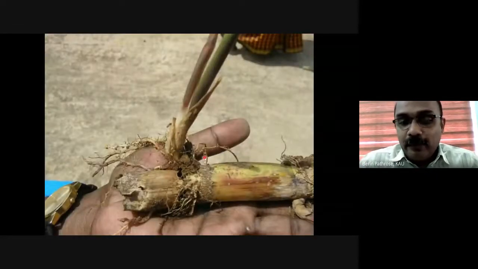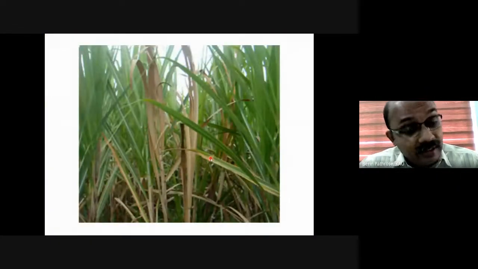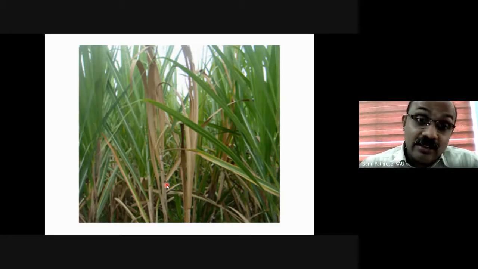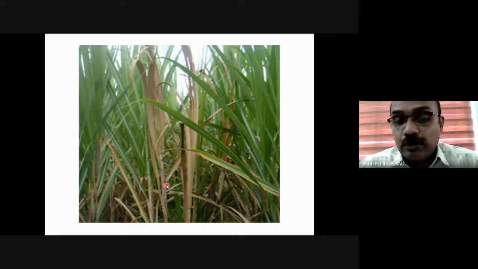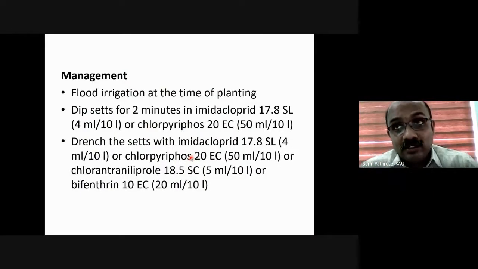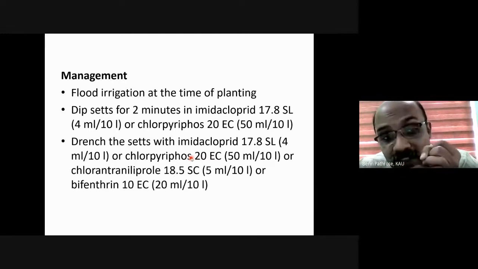So this is the damage, and in later stages also, once the crop matures, the plant can be damaged by termites. That's severe when there is a drought condition prevailing, and the entire root, everything will be damaged. The plant will get dried up, and it can be easily pulled out. So as I told you, providing water, flooding, is one typical strategy for managing termites. Providing flood irrigation at the time of planting is one management practice.